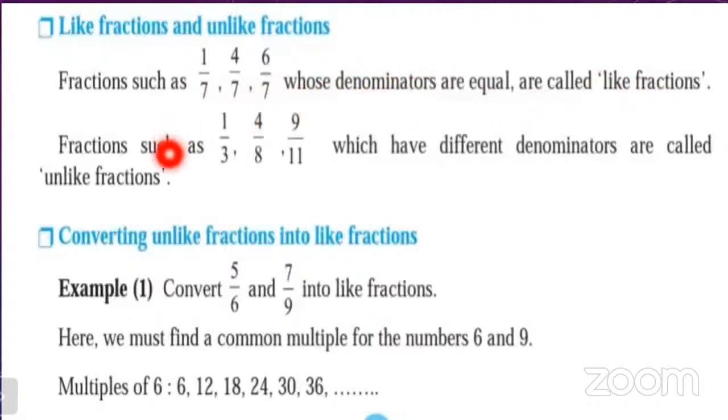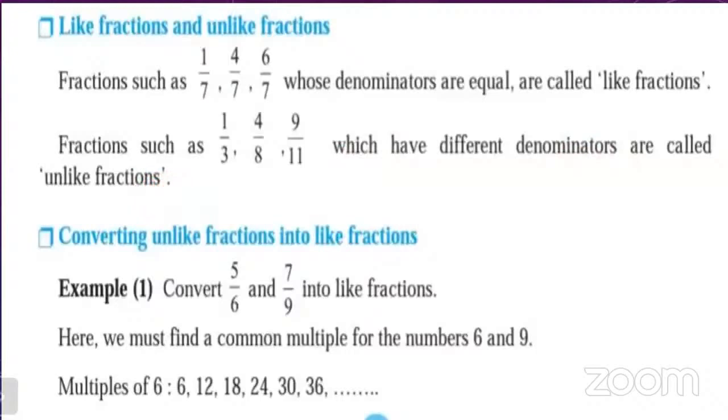Now what is unlike fraction? Fractions such as 1/3, 4/8, 9/11. Look at the denominators of these fractions: 3, 8, 11, totally different. So here are examples of different denominators. Those which have different denominators are called unlike fractions. Both definitions are given here. The fractions whose denominators are equal are called like fractions, and the fractions whose denominators are different are called unlike fractions.